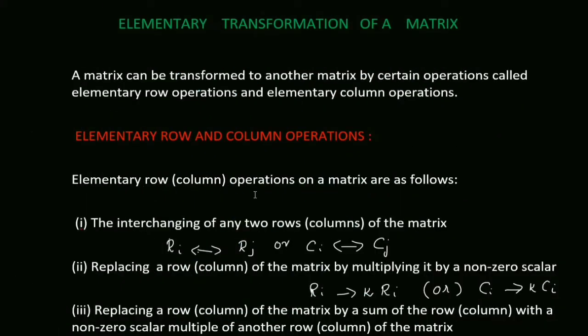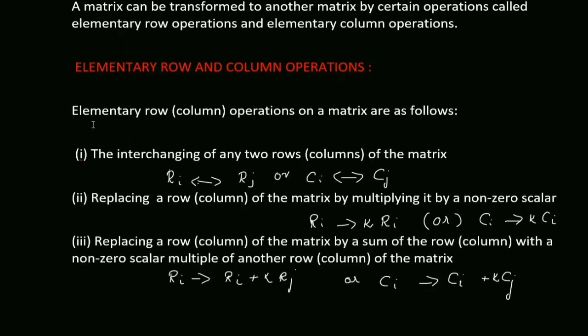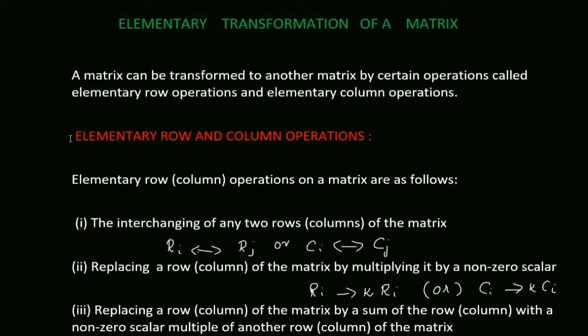Hello students, today we are going to learn about elementary transformation of a matrix. The word transformation clearly indicates that we are going to transform the given matrix into another equivalent matrix. For that, we need a set of operations called elementary row or column operations. This method of transforming a given matrix into another form using elementary row or column operations is called the elementary transformation method. So let us now see the operators.